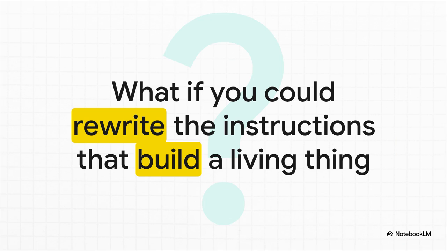What if you could open up the instruction manual for a plant, or an animal, or even us, and not just read it, but edit it? What if you could find a typo that causes a disease and just fix it? Or maybe add a brand new feature, like giving a plant the power to make its own vitamins. This isn't some sci-fi movie plot. This is the reality of genetic engineering.